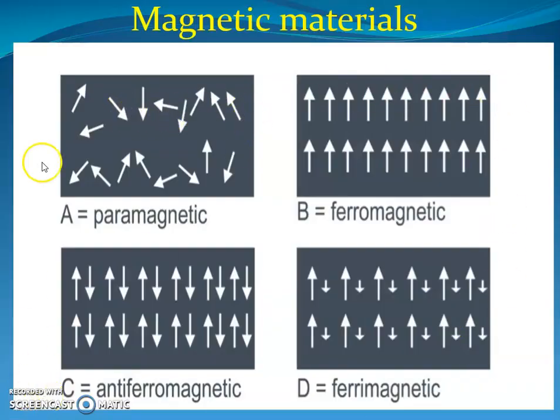So to summarize, just see the spin alignment. In the case of paramagnetic material, we have random spin alignment. In the case of ferromagnetic material, all the magnetic dipoles are aligned in the same direction and the magnitudes are also the same. In the case of antiferromagnetic material, the adjacent dipoles are aligned in opposite direction but their magnitudes remain the same. When we consider ferrimagnetic material, the adjacent dipoles point in opposite direction and also their magnitudes are different.